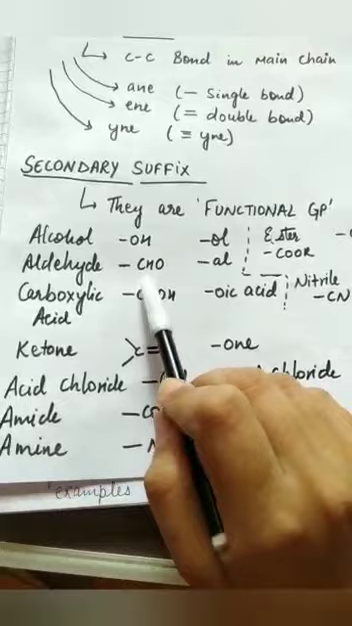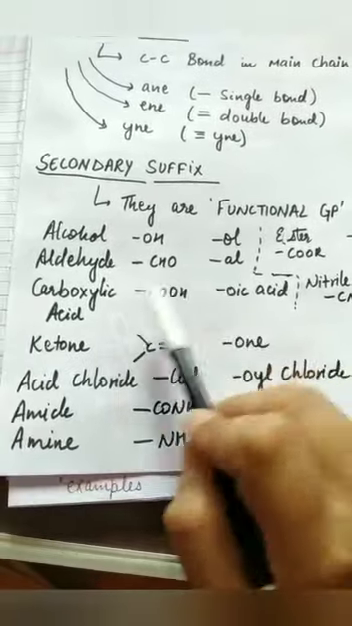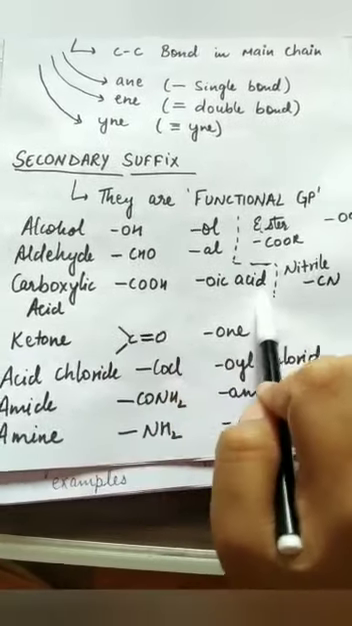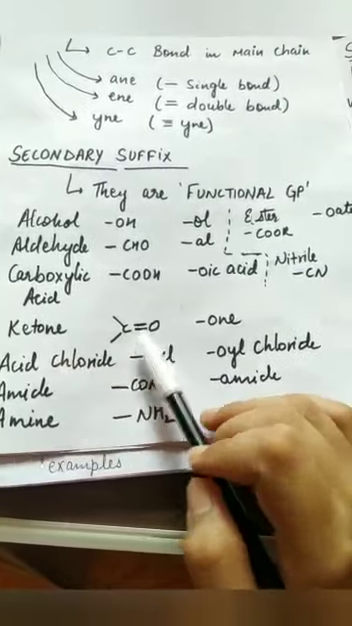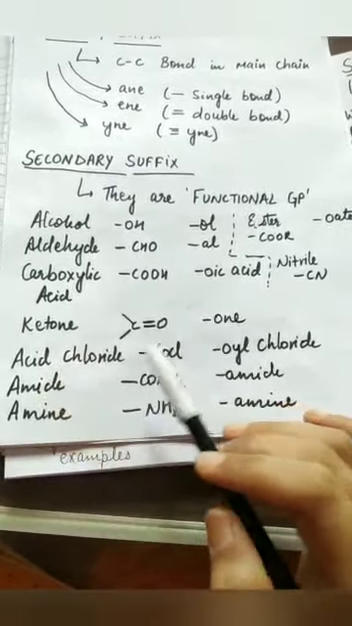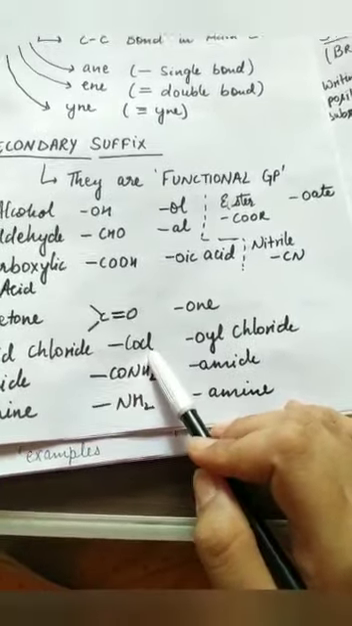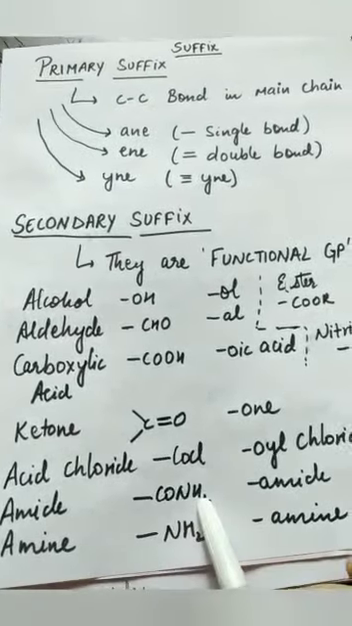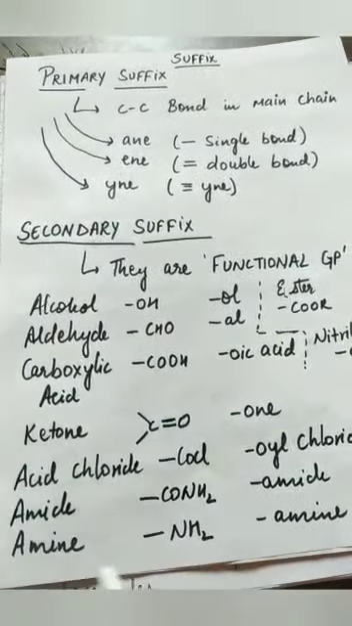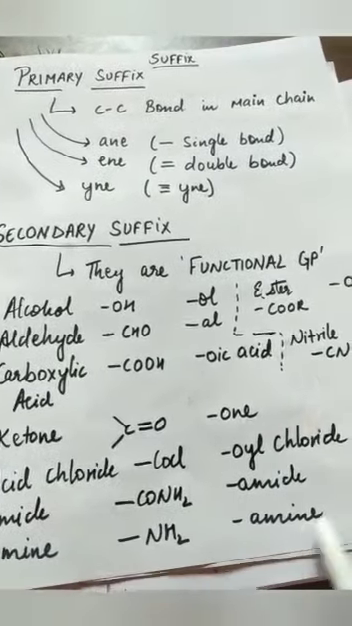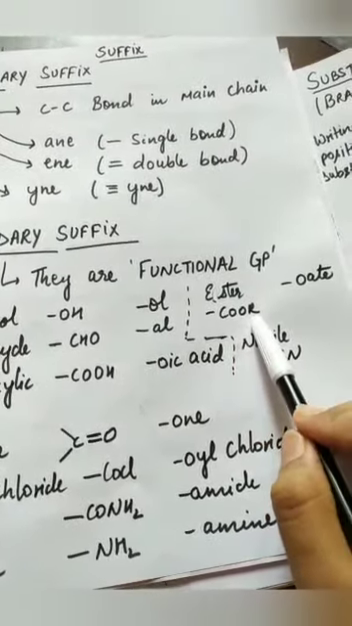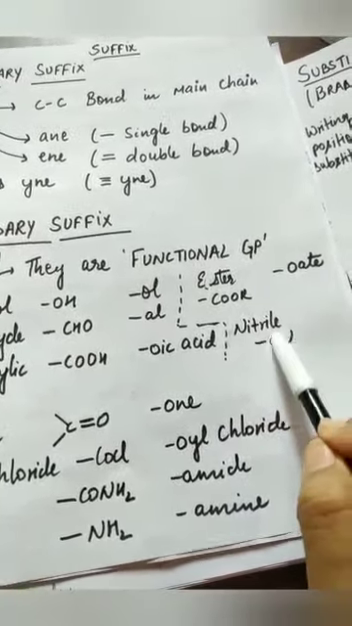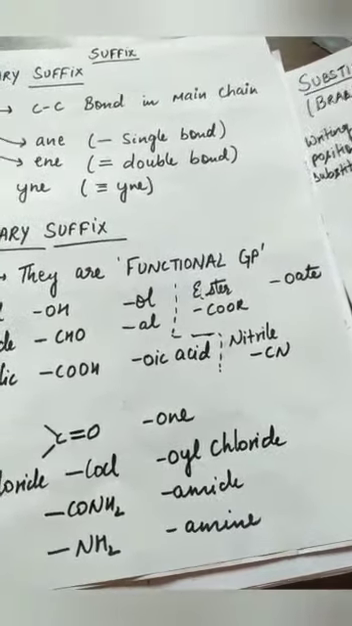If aldehyde, CHO is attached, then al. If carboxylic acid, that is COOH is attached, then it is oic acid. If it is ketone, then one. If acid chloride is attached, that is COCl is attached, we will write oyl chloride. Right? If amide is attached, CONH2, we will write amide. Amine is attached, NH2, that we will write amine. Ester, that is COOR is attached, we will write oate. If nitrile is attached, we will write nitrile, and its functional group is CN.